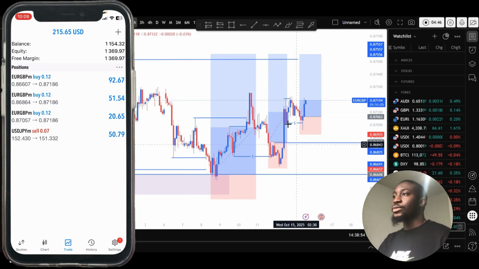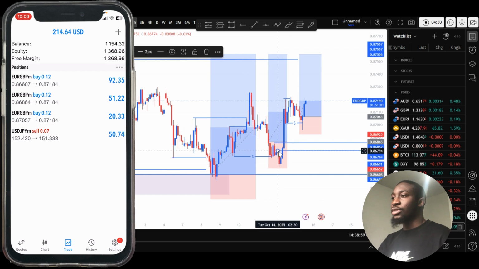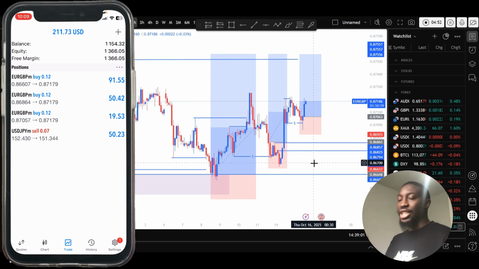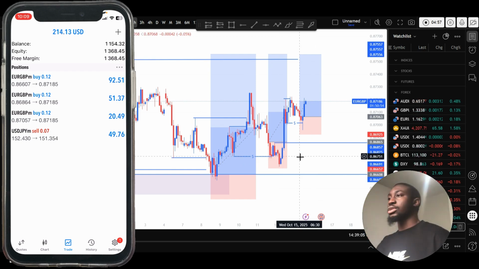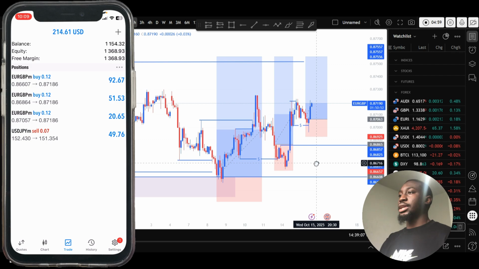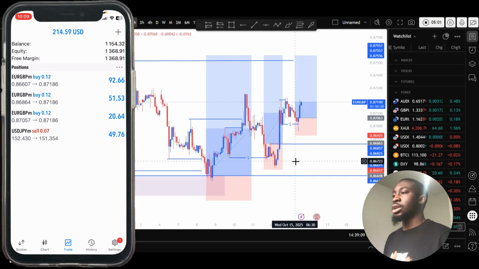You see this area? Let me mark the area for you. Watch out for this other block on Euro GBP in the future to take your buy entries. Watch out for it. So it is what it is. You understand? So see you guys at the top. I love you guys so much. Let me just be here for at least one minute and see how this is going to run.